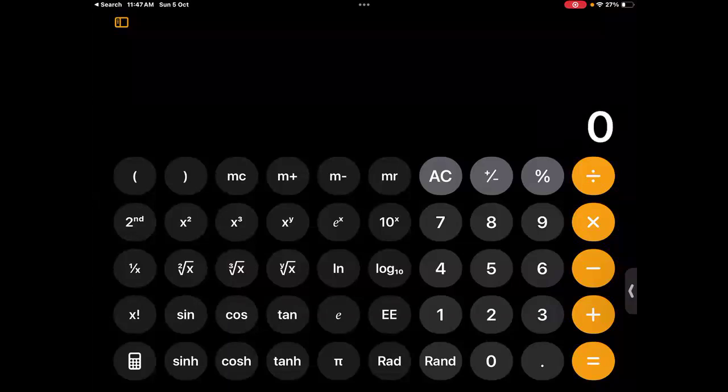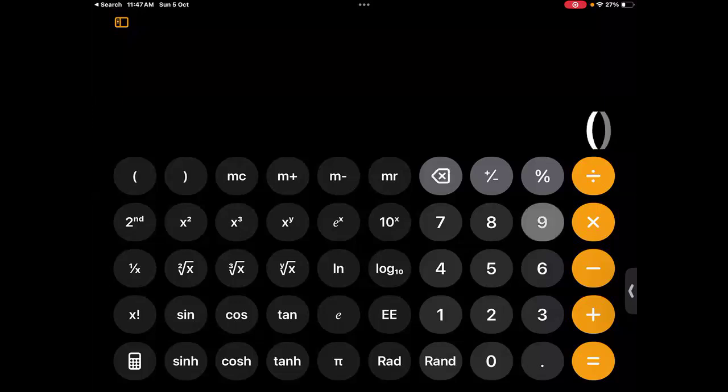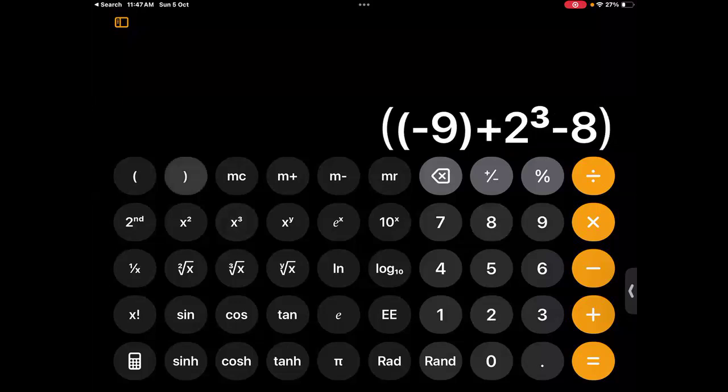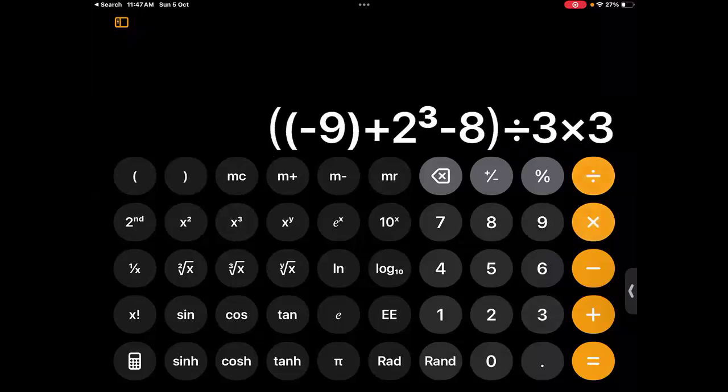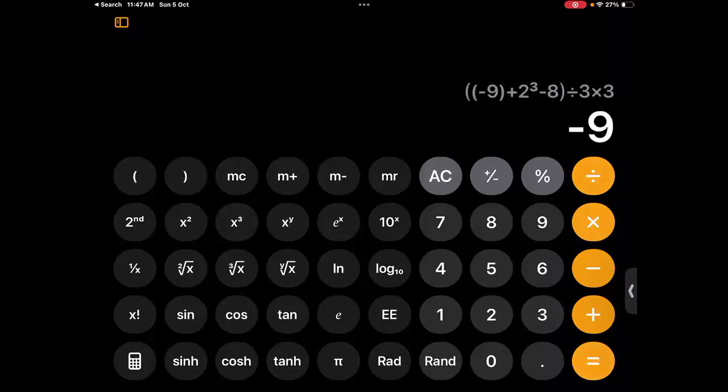So let's type everything into the calculator all at once. No matter what we do, we're gonna get -9. So we're gonna type right in here: open parentheses, -9 plus 2 to the power of 3, so that's 2 cubed, minus 8. We're going to close the parentheses, and then press divide by 3 times 3. Now, if I press equal, will I get minus 9 or will I get minus 1? Let us see. Minus 9.